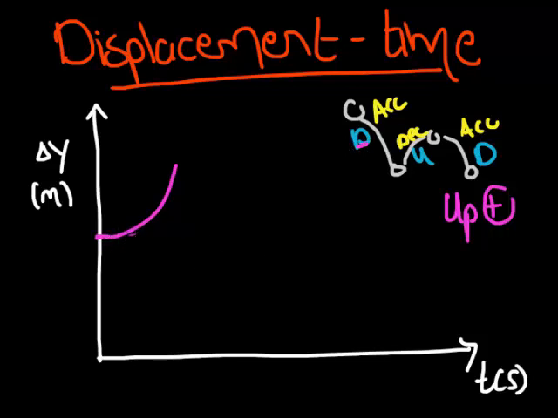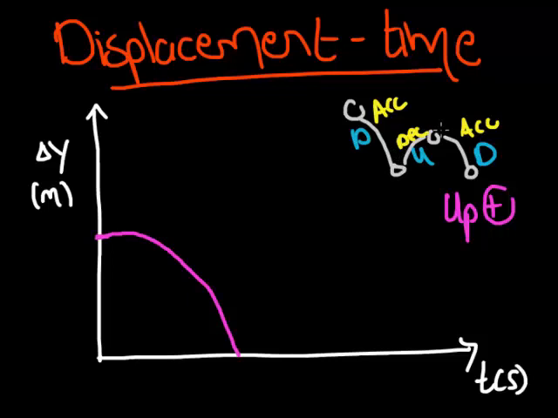So that line actually would bend down like this. And then at that point it hits the ground, which we can see here on my displacement time graph. From there onwards it immediately goes up again.